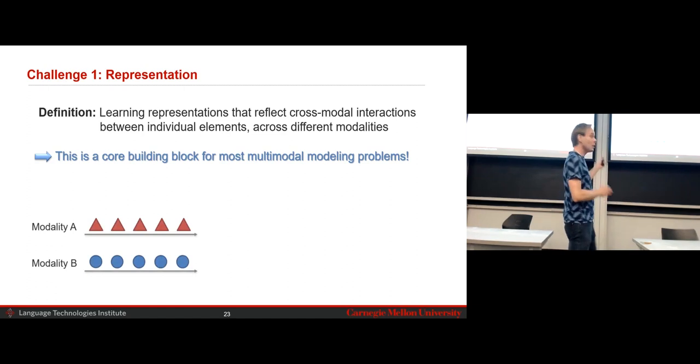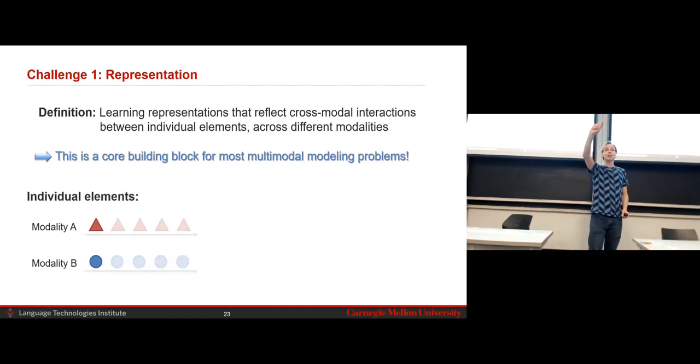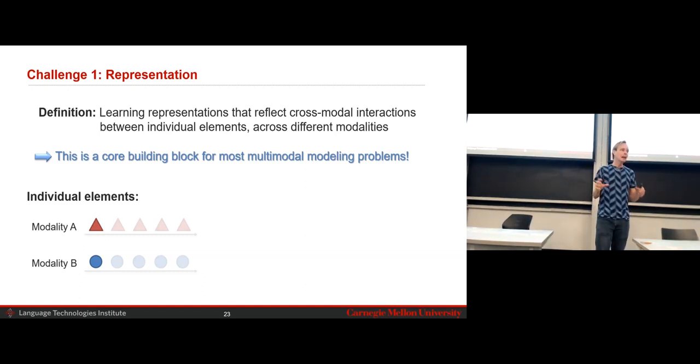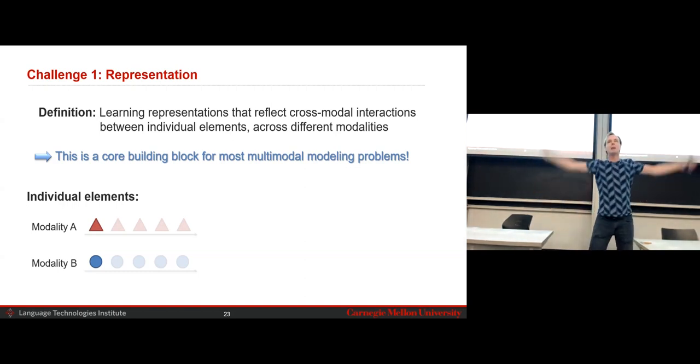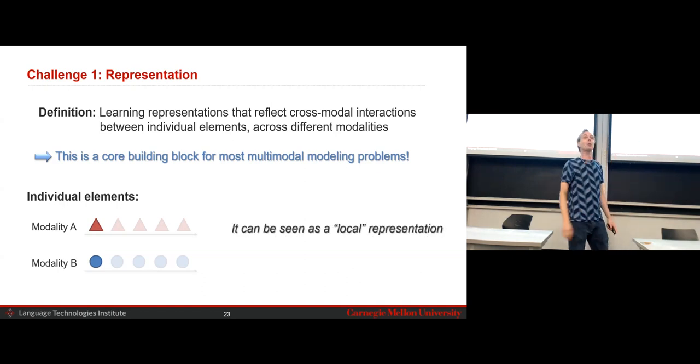Local means that you have two modalities, maybe a caption and an image, and now I'm going to take one element from each modality, like an object and a word. Simplified. The reason we decided to simplify is that a lot of the core building blocks, mutual information, all of these, are easier to explain with one element in each modality. Let's not think that the word was part of a sentence, or that the object was part of an image. Let's forget about this for a second, and just think about that local representation.